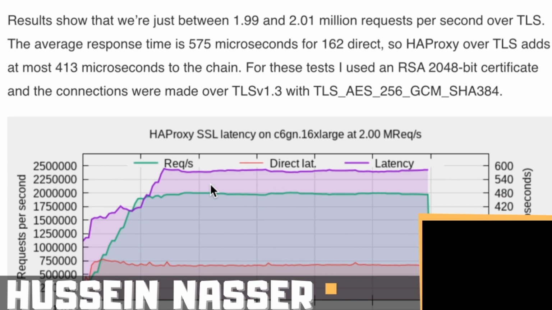But it looks like we didn't give much. We had around 600 microseconds. It's almost the same, right? It's the same thing. TLS terminated, all that jazz. The number of requests dipped a little bit, right? From 2.07 to 2.01. So it dipped around 0.07, whatever, 70,000 requests. Not much. So AES is really good.